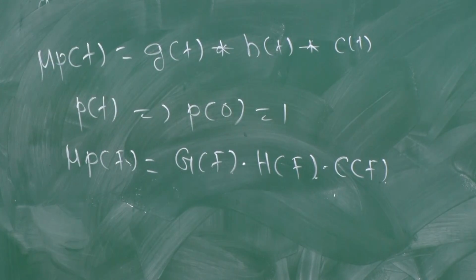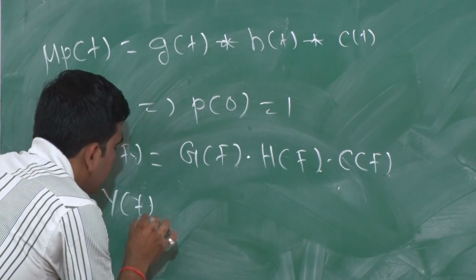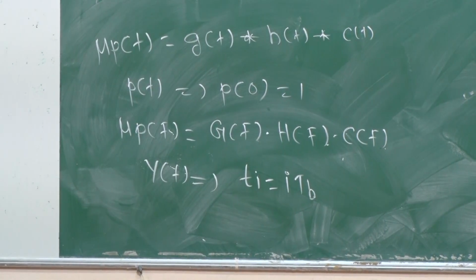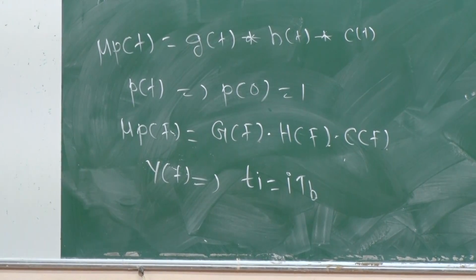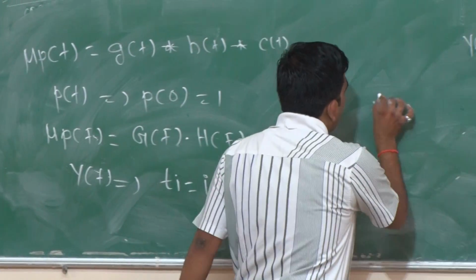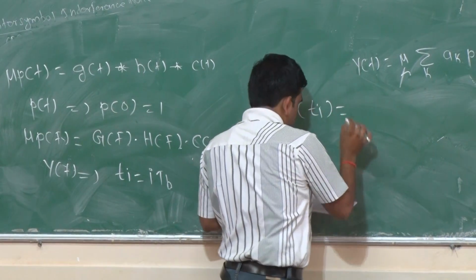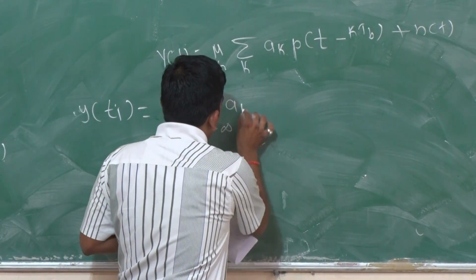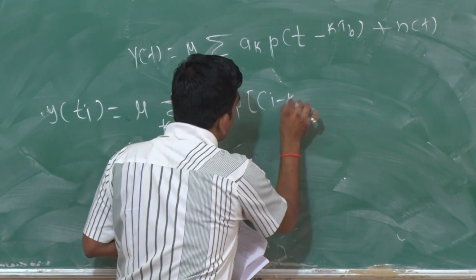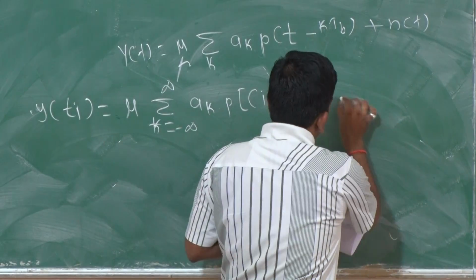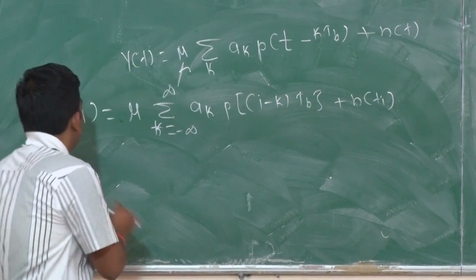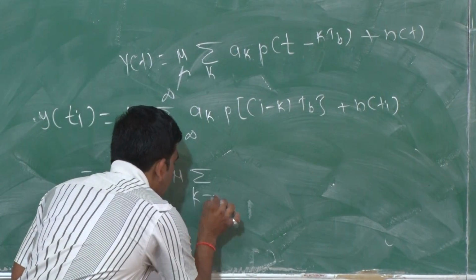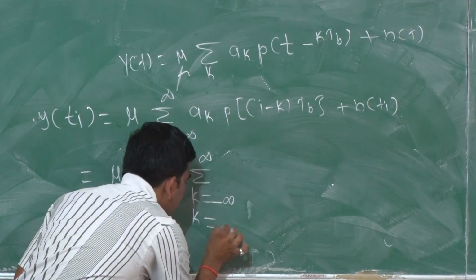Now the output of the receiver filter, y of t, is going to be sampled at time t i equal to i times Tb. So for every sample value we will get y of t i equal to mu times the summation over k from minus infinity to infinity of a_k times p of (i minus k) Tb, plus n of t i, that is equal to mu times a_i plus mu times the summation over k from minus infinity to plus infinity, k not equal to i.